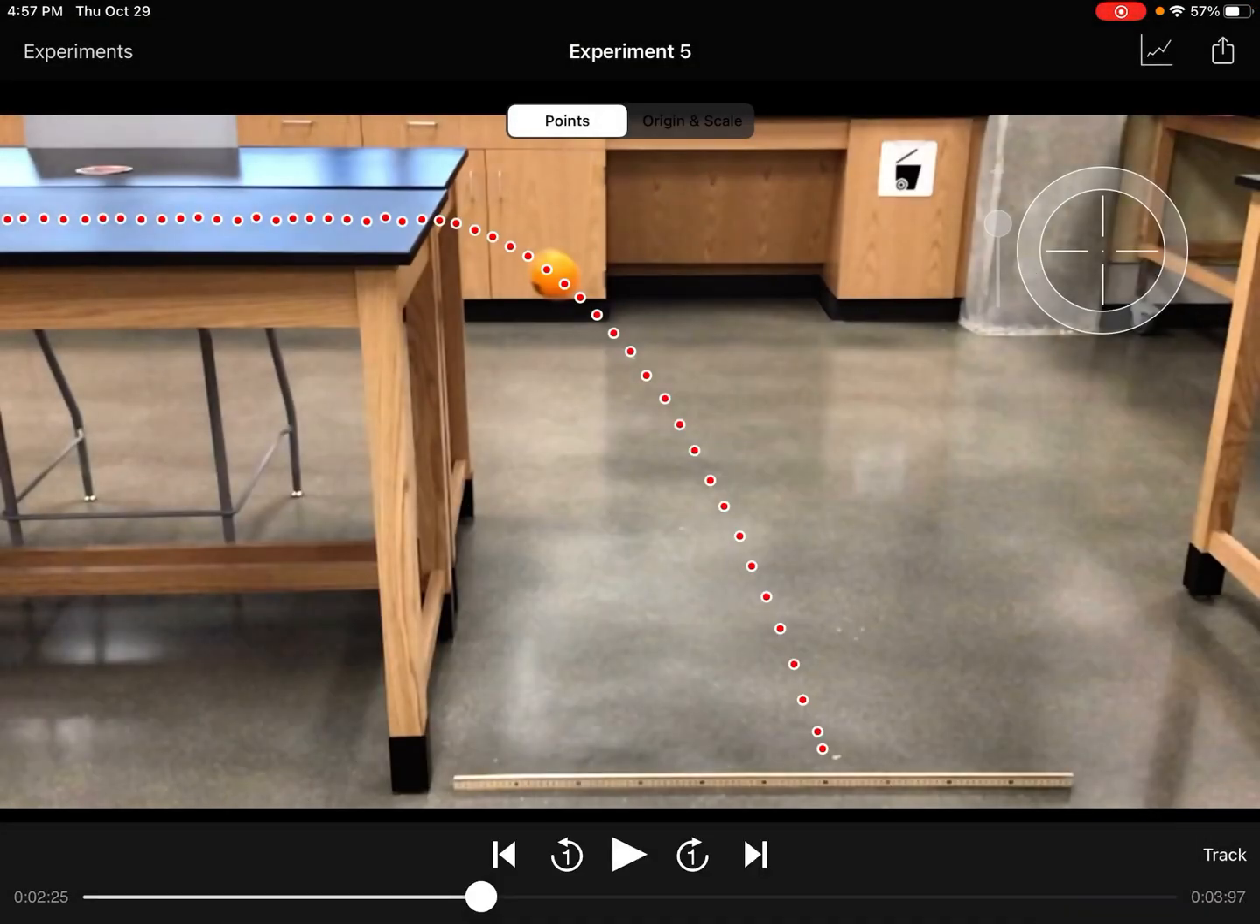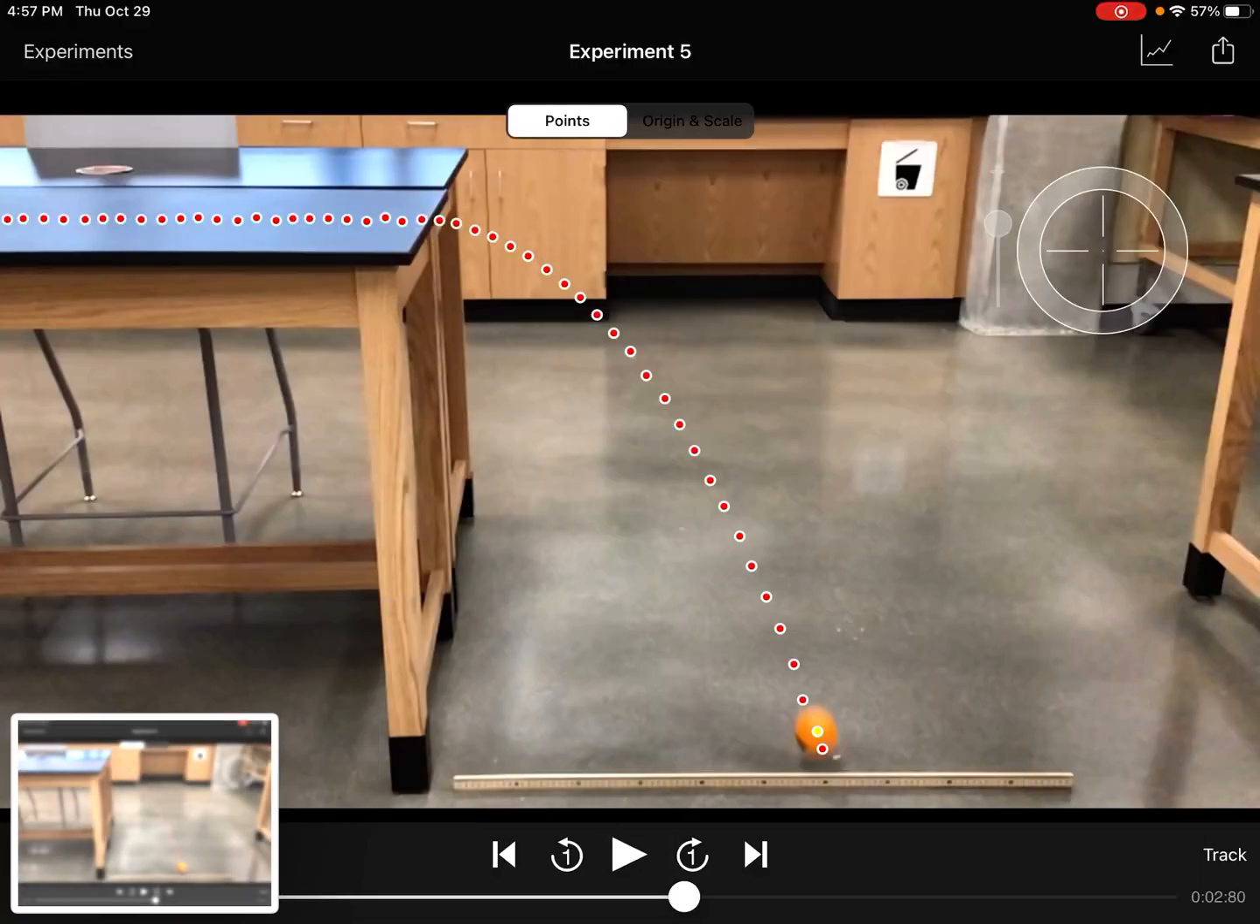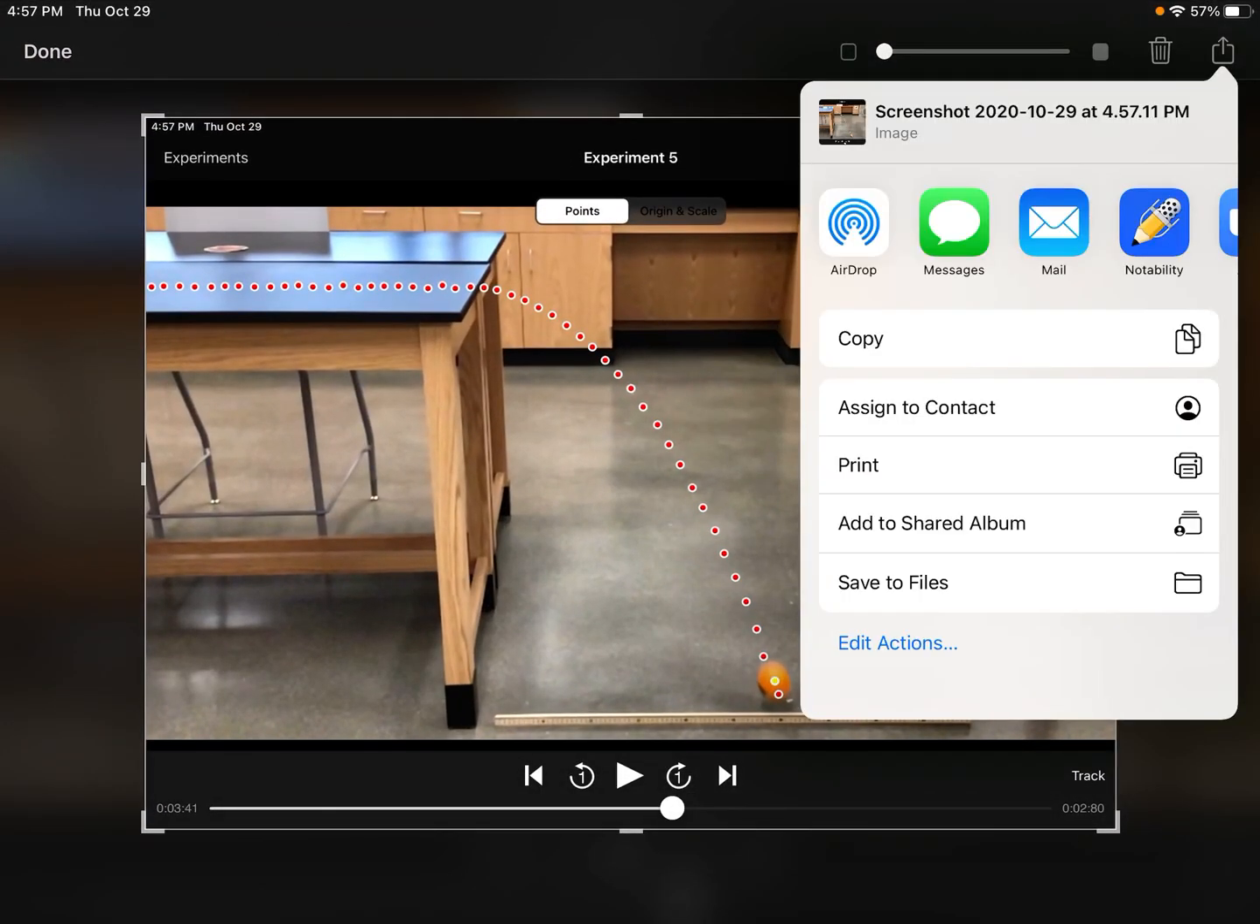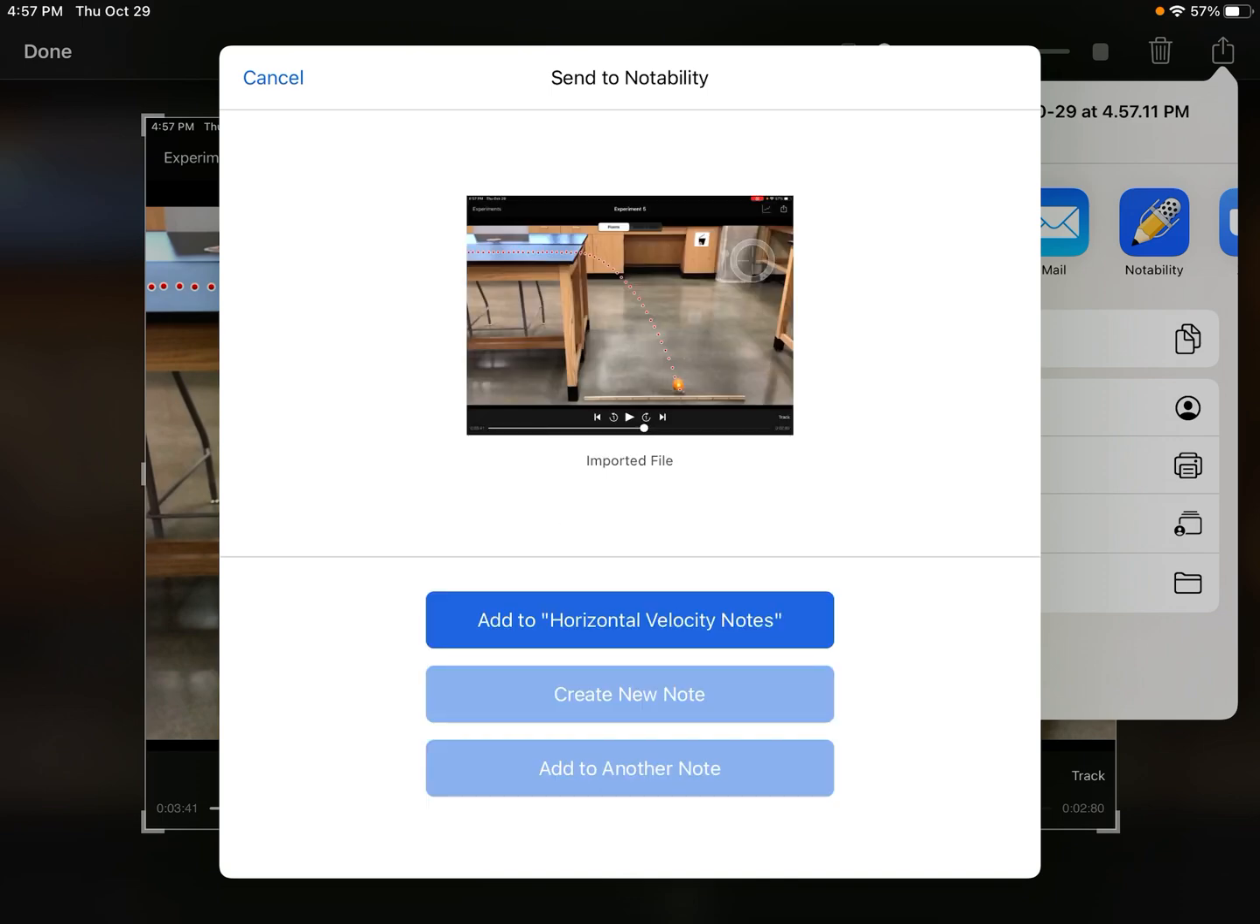Okay, back to my Video Physics. The next question I want to try to solve is, what is the speed with which the ball actually hits the ground? Now the ball hits the ground at an angle. So I'm going to take this and add this to my Notability.